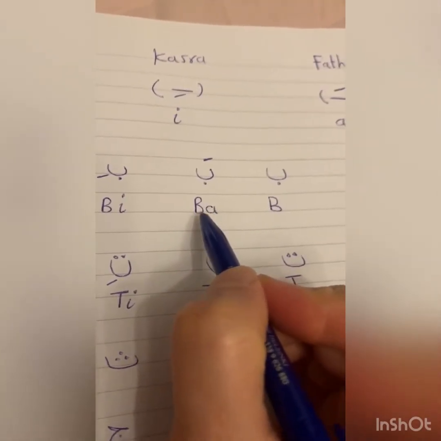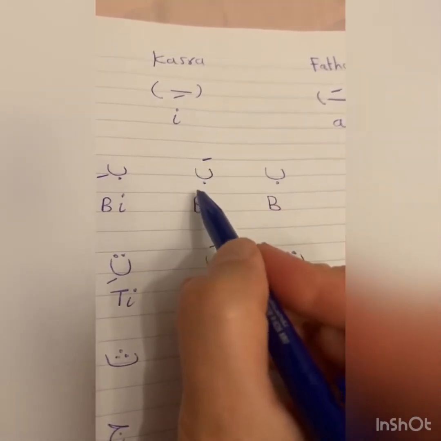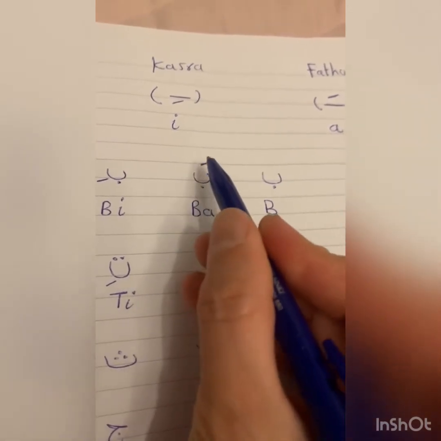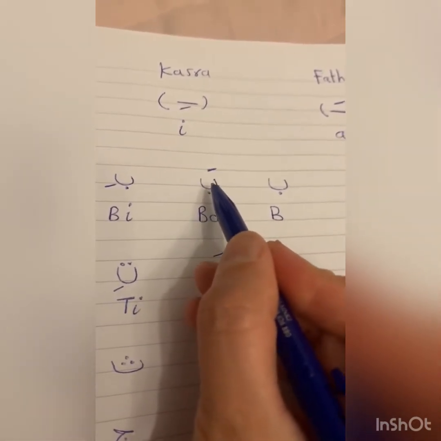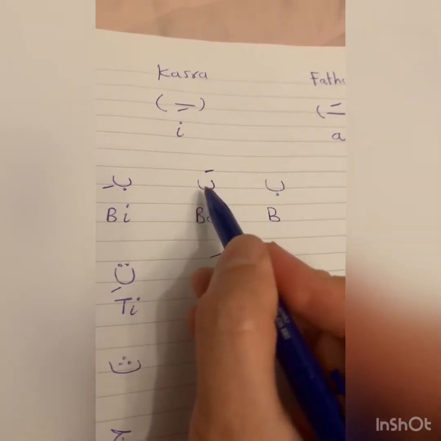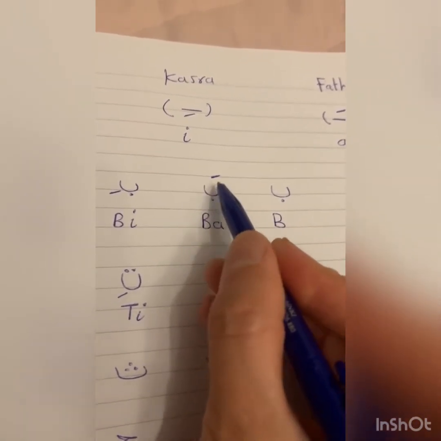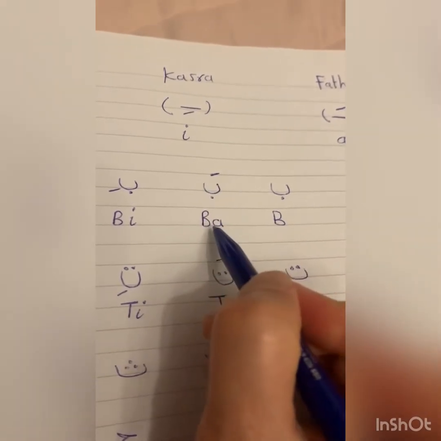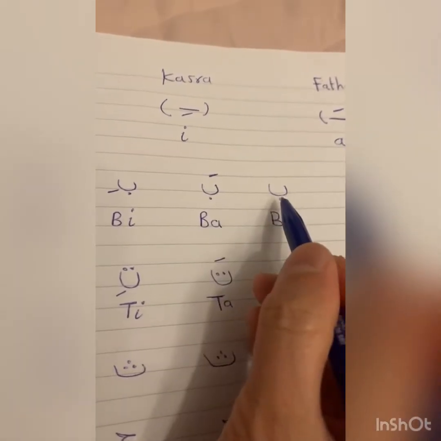B, a. Ba. So how do you read this letter? When it comes with an Arabic letter, you have to say ba. You don't say b. Here you say b, but here you have to read the sound of ba along with fatha. So you have to say ba.